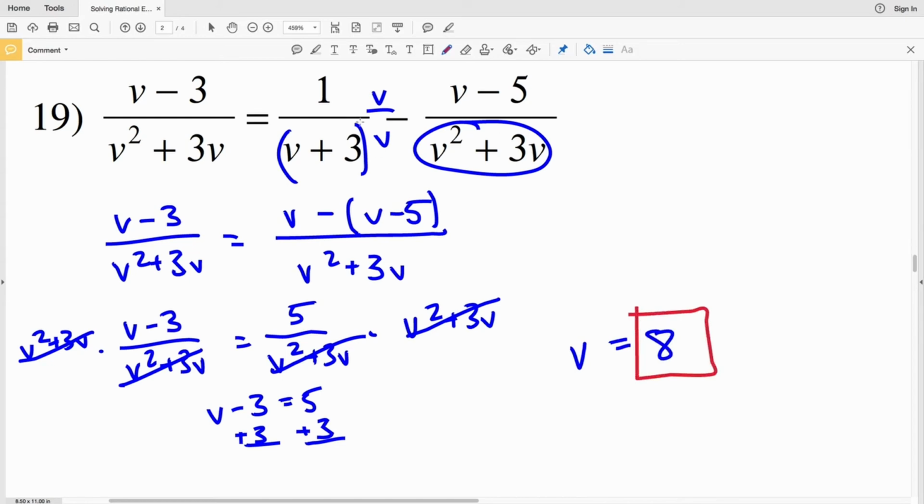And feel free to write out this step. I know I condensed it a little bit by multiplying 1 times v and then v times v plus 3 in my head, but feel free to write this out and then show the subtraction.